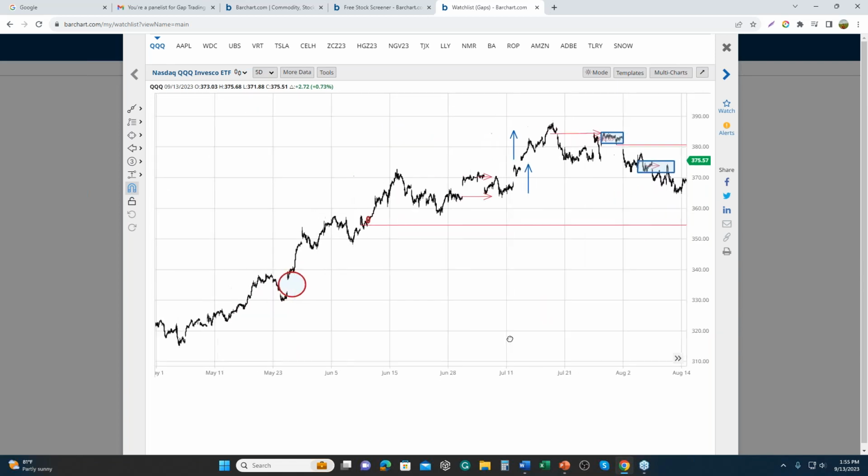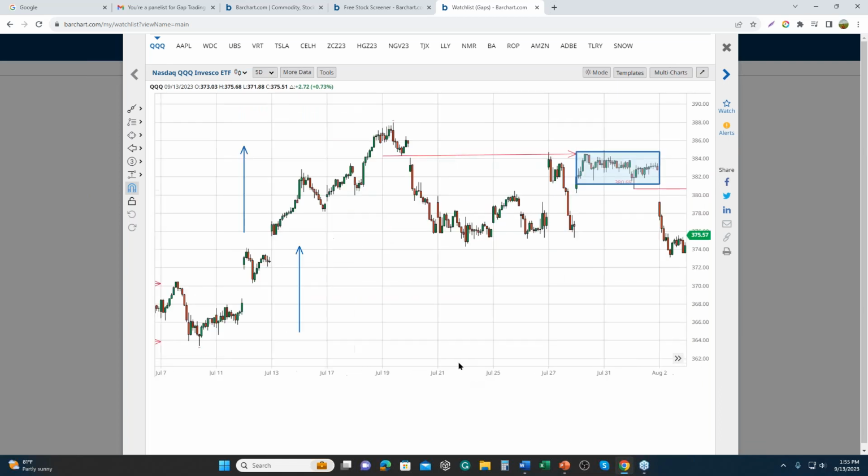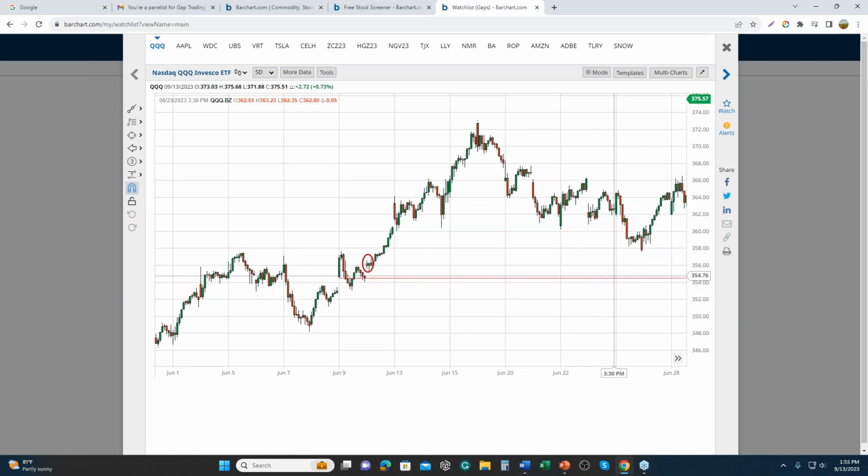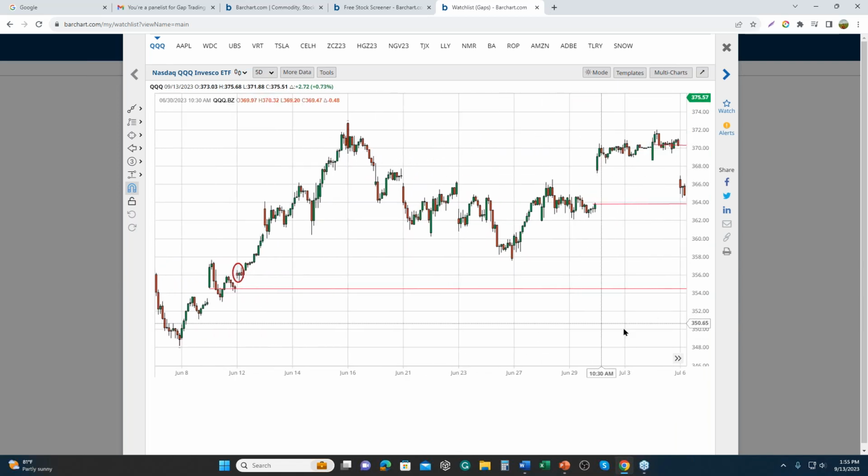Well, if I go over here to the left at the Qs, there's a red line that is the bottom of that V bottom that we just looked at. Notice what is here. A little teeny gap between one day and another day. So price remembers where gaps are, and price finds these gaps, and these are great entry levels if you believe in trend analysis.